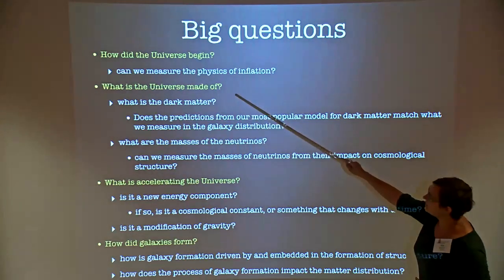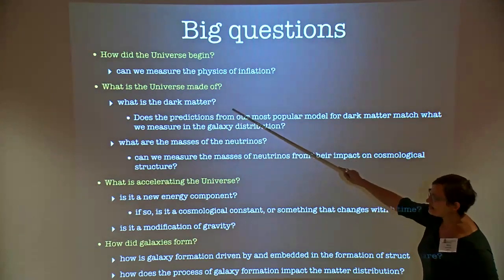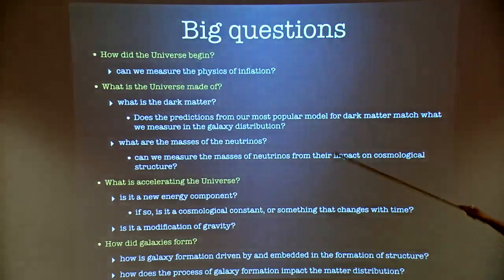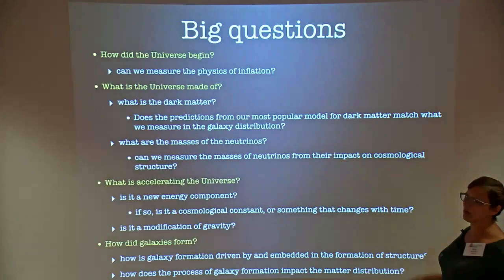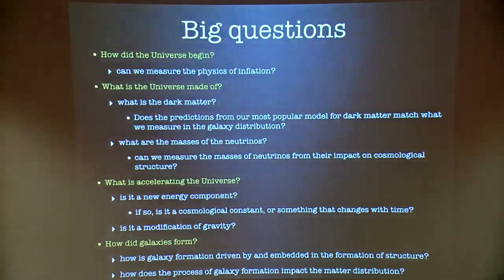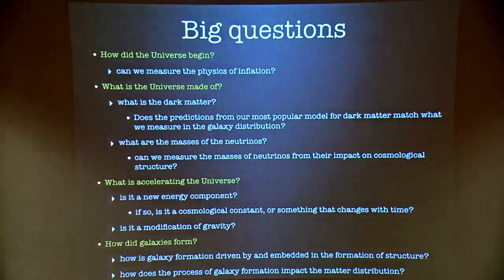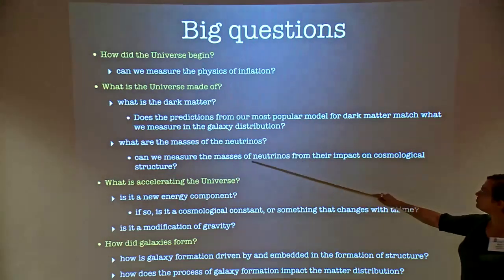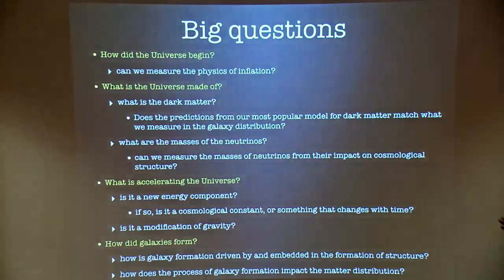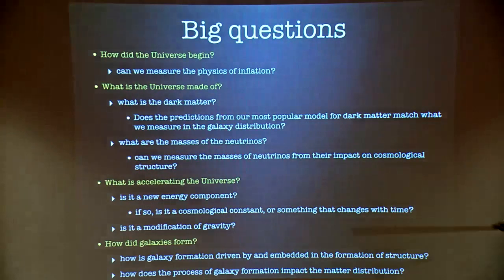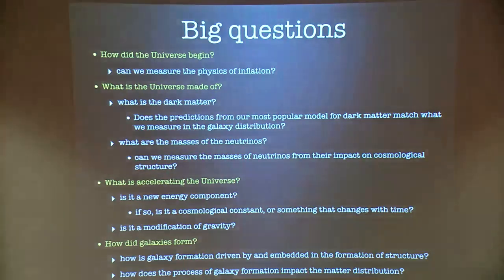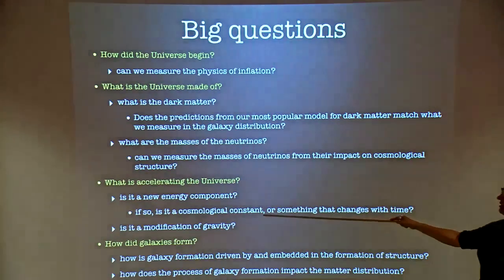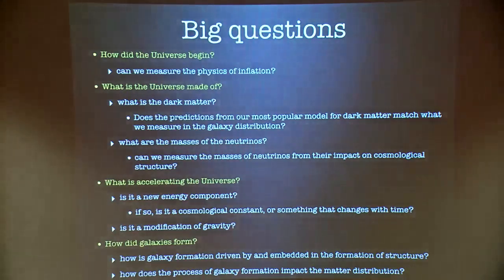In this question of what the universe is made of, I still don't know what the dark matter is, but I know almost exactly how much there is, and I can really ask more detailed questions. Do the predictions from our most popular idea of dark matter really match in detail when I look at the galaxy distribution? I can ask, what are the masses of the neutrinos, and can I see their impact on how structure forms? I know now the geometry of the universe, and I know it's accelerating, and now I want to understand what's doing that, right? So is it a new energy component, or is it just a cosmological constant, or does it change with time, or is it a modification of gravity?